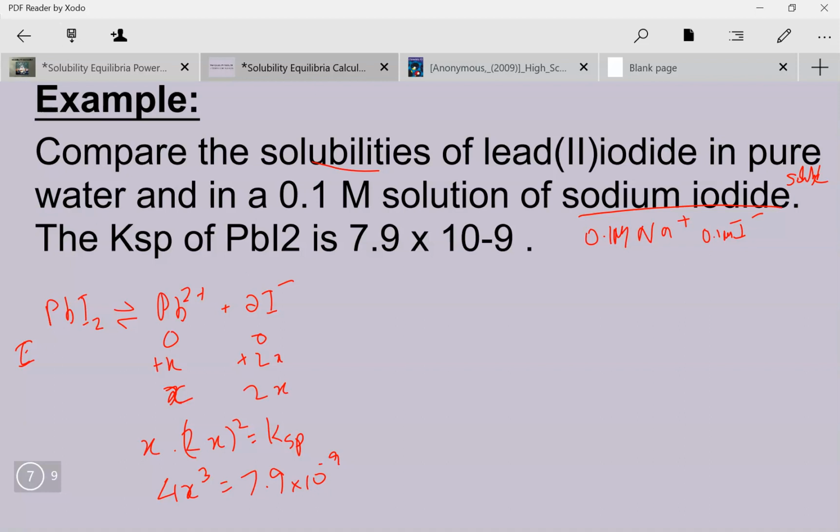and the cube root of that answer, x, is 1.25 times 10 to the power negative 3. So this is how soluble it is in pure water. Basically, how much lead and iodide ions will I have? I will have 1.25 times 10 to the power negative 3 lead ions and 2.5 times 10 to the power negative 3 iodide ions, right? But what happens when I add sodium iodide?